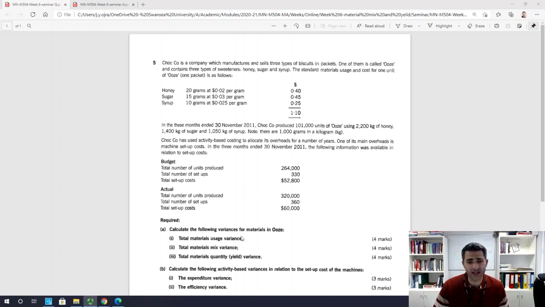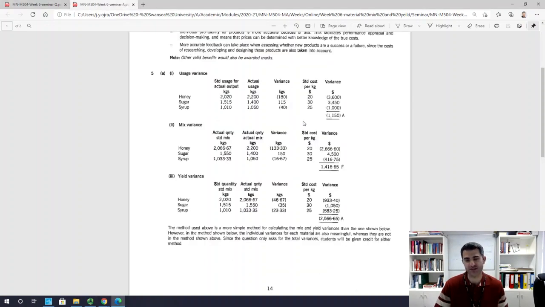When we look at the material usage variance, this is the basic variance, it is not complicated. We've done a lot of practice on it, and you just need to use the formula for the usage variance. If you remember, the formula is standard quantity minus actual quantity, times standard price. Very simple. I will show you one how to do it because it's really simple.